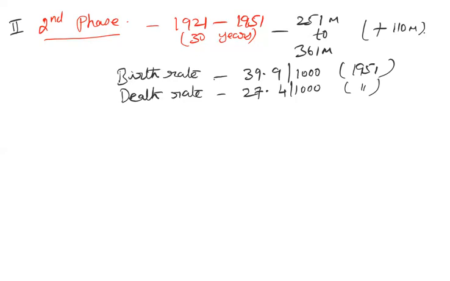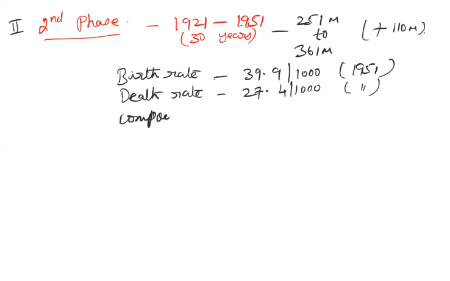So even in this second phase, the growth rate of population is not that terrifying. But it clearly shows that India has entered into the second stage of demographic transition. Okay, so how are we saying the growth rate is low? Because you have to mention the compound growth rate.